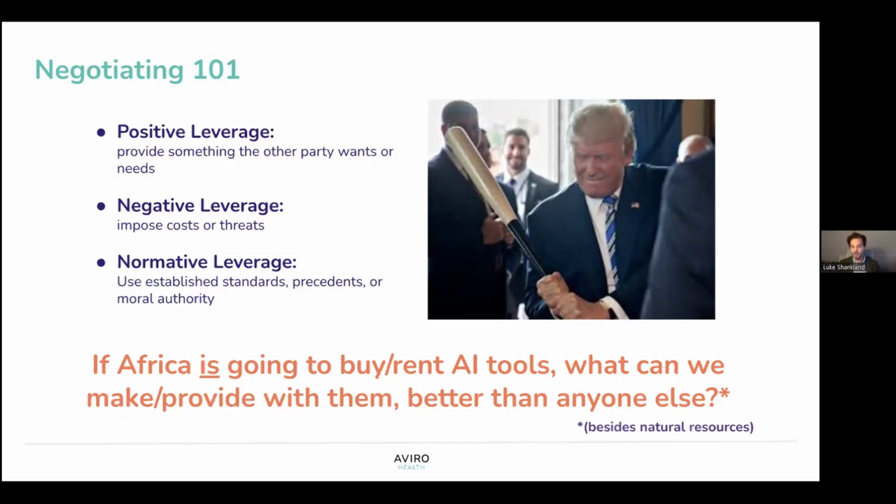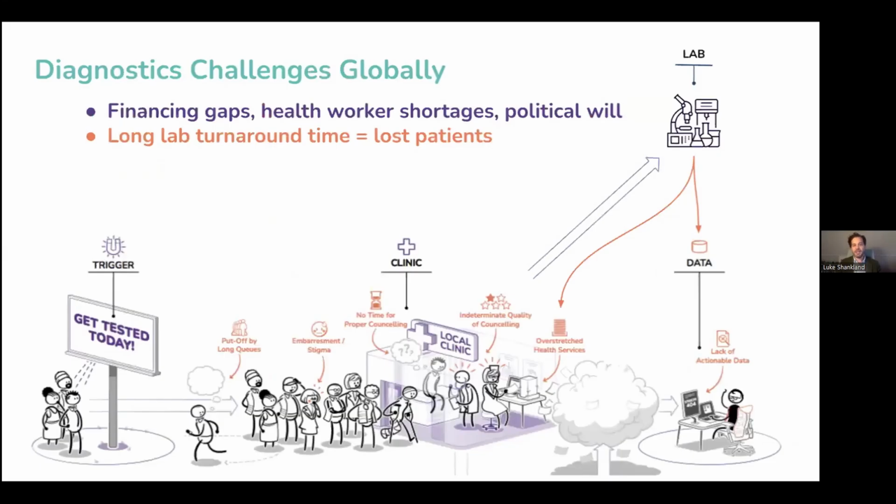What can we build as Africans? What can we trade? If we're going to be spending taxpayer dollars and health dollars and our own money on buying and renting tools that are going to be owned by the Americans or other people, what are we going to make with those tools that allows us to trade and get it on good terms, let's say. So let me set that aside and come back to that because I want to kind of close out with that.